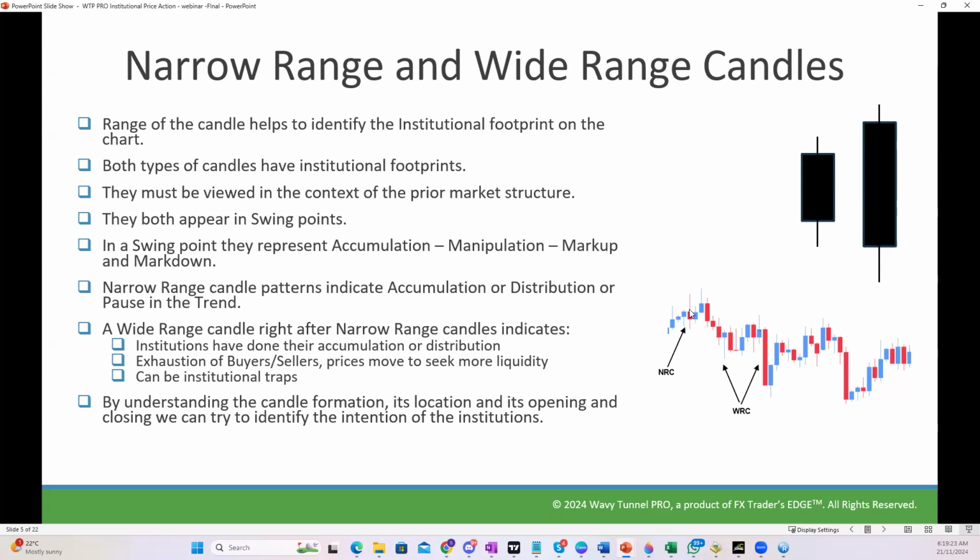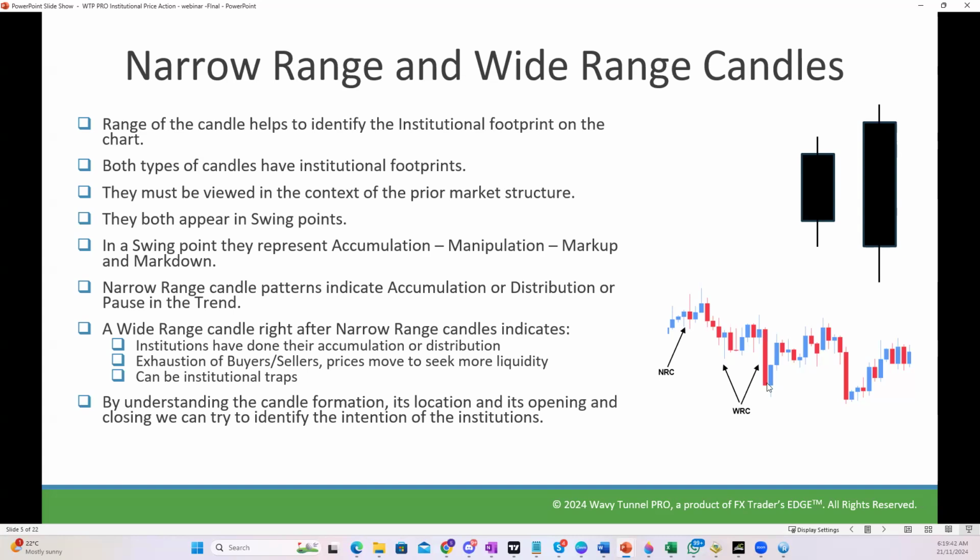The traders who try to come into the market want to trade on every single candle. They get trapped here if they don't understand this for trend formation. So that's why we have to distinguish between the narrow range candle and the wide range candle. Now, this is the wide range candle.